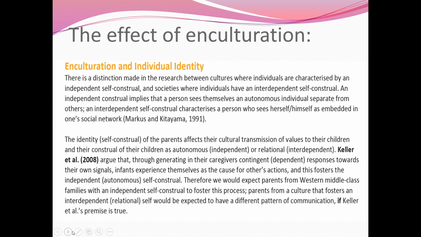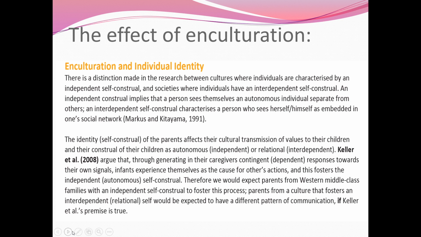So the identity of the parents affects their cultural transmission of values to their children, and their construal, the way they see their children as autonomous or relational. So basically what that sentence means is, if you as a parent see yourself as an individual, okay, you're a parent, but you're also a person, you are more likely to view your children as individuals, as people who have their own ideas, their own viewpoint, who are not necessarily always going to agree with you, who want to go their own way in life.